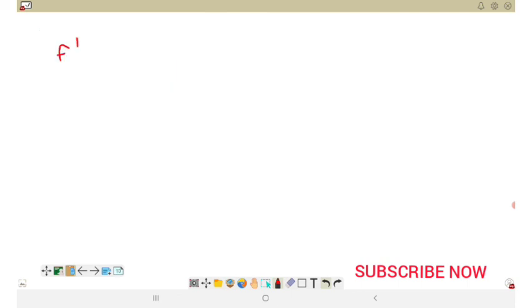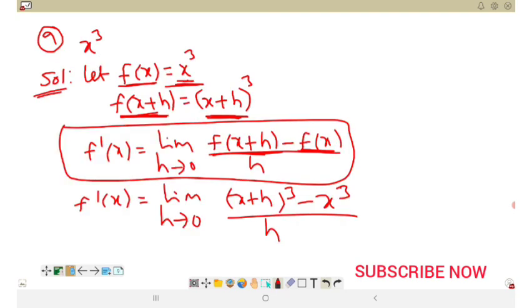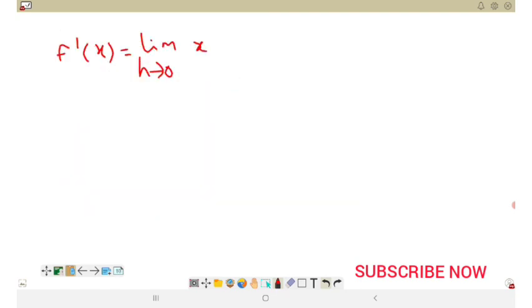Now f dash of x is equal to limit h tends to 0, (x plus h) whole cube minus x cube by h. Now here, add and subtract x in the numerator, with h in the denominator.